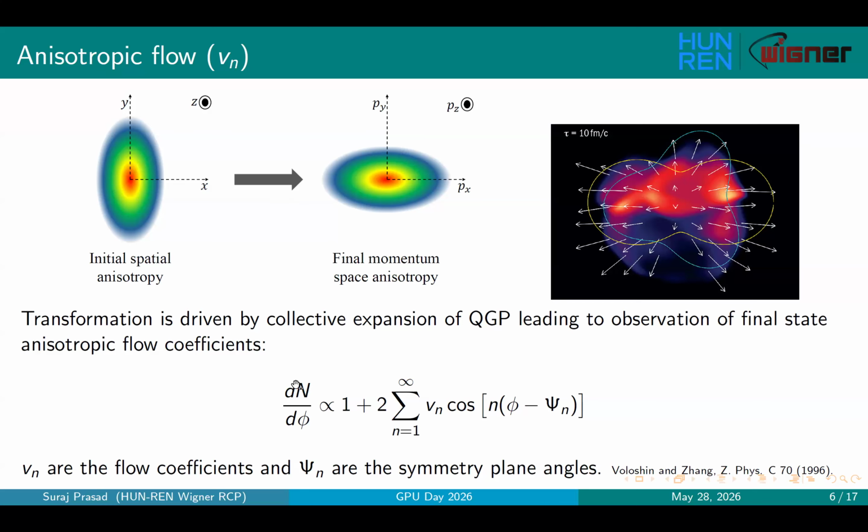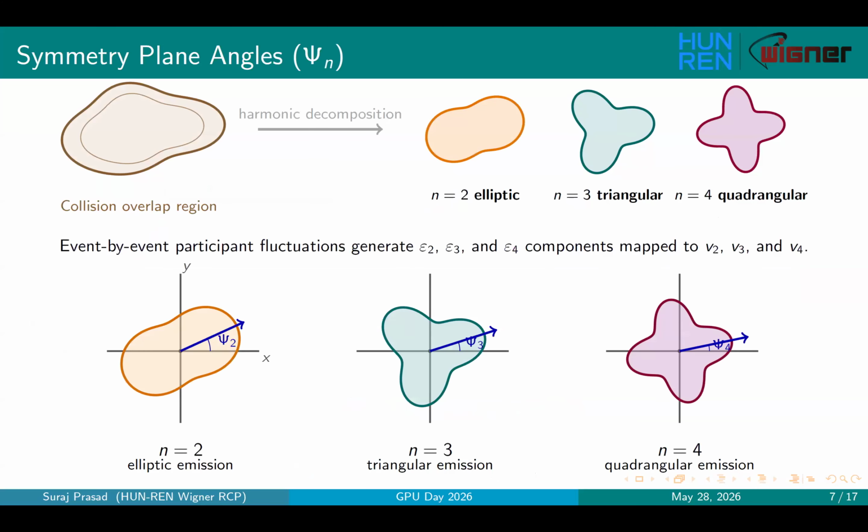an ellipse. This final state momentum anisotropy can be quantified using the coefficients of the Fourier expansion of the azimuthal distribution of particles, shown on the left, and then we can extract these vn coefficients, which tell us about the final state anisotropy. So the collision overlap region can be decomposed into elliptic, triangular, quadrangular, and so on. It actually goes to infinity, but the contribution reduces with each order.